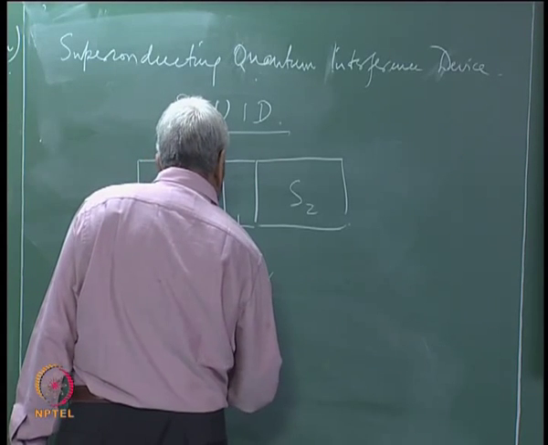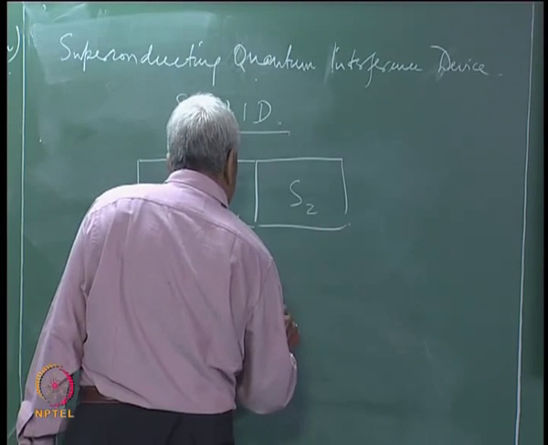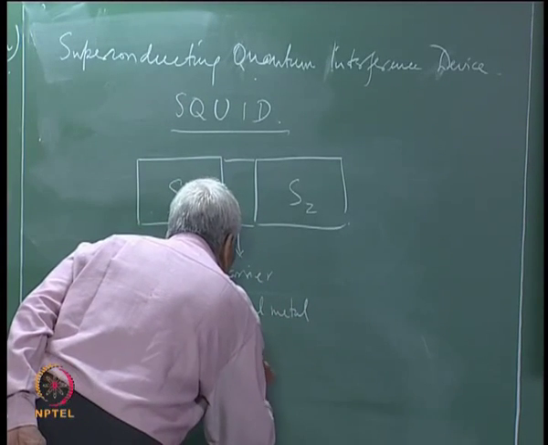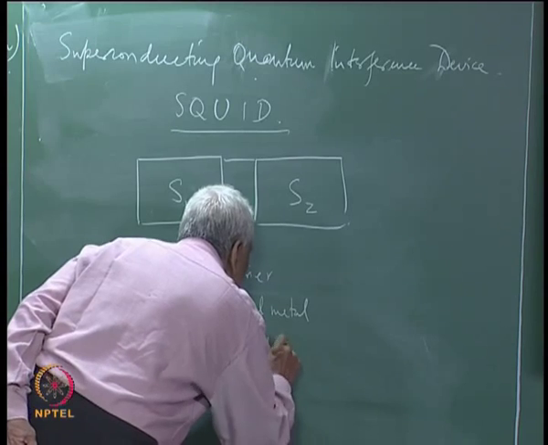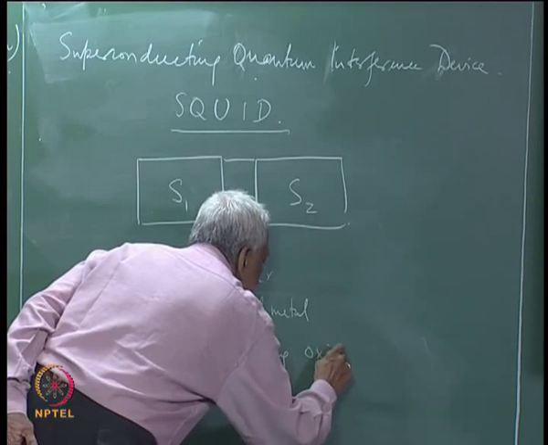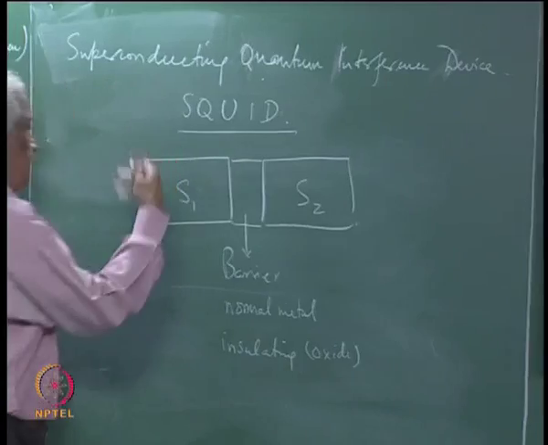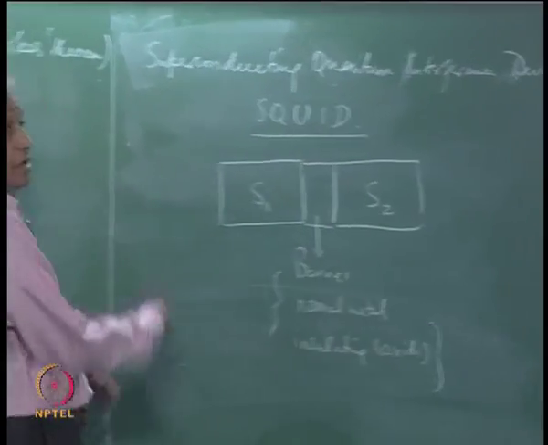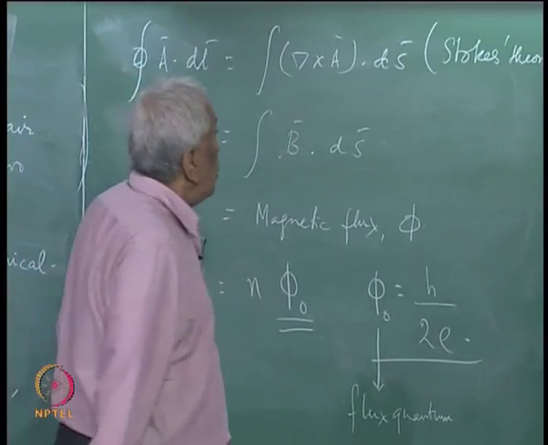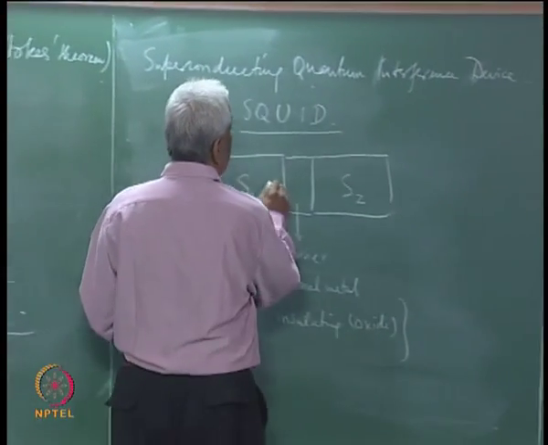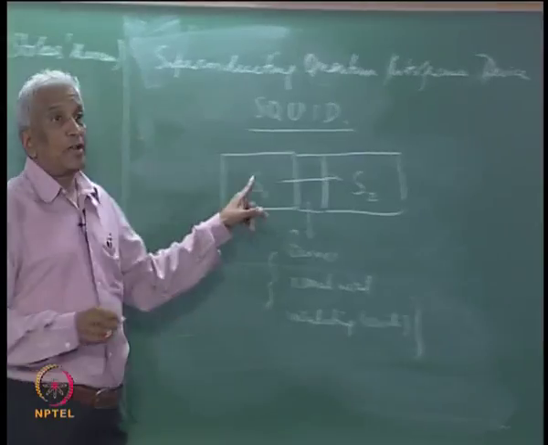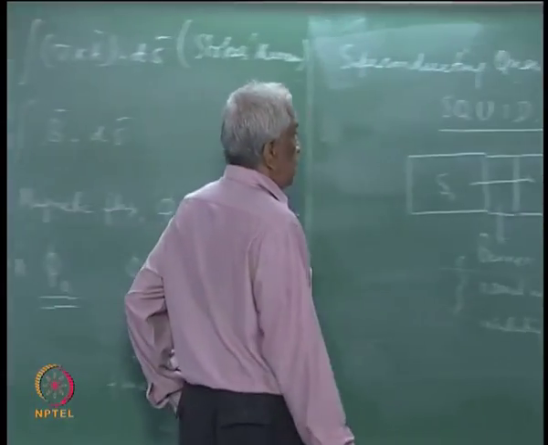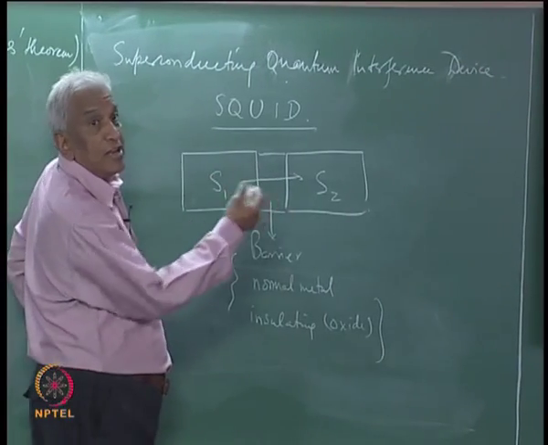can be a normal metal, can be an insulator such as an oxide, and so on. So, it can be a weak link between two superconductors also. So, the Cooper pairs tunnel across this gap from superconductor S1 to superconductor S2 in a coherent manner, so as to preserve the quantum coherence.